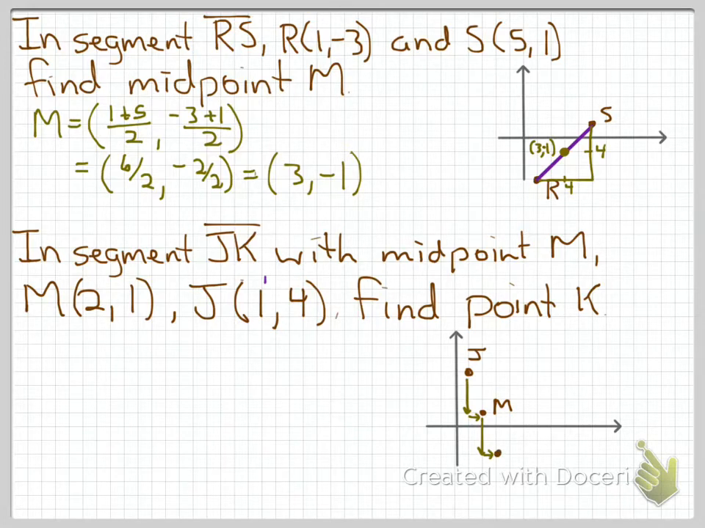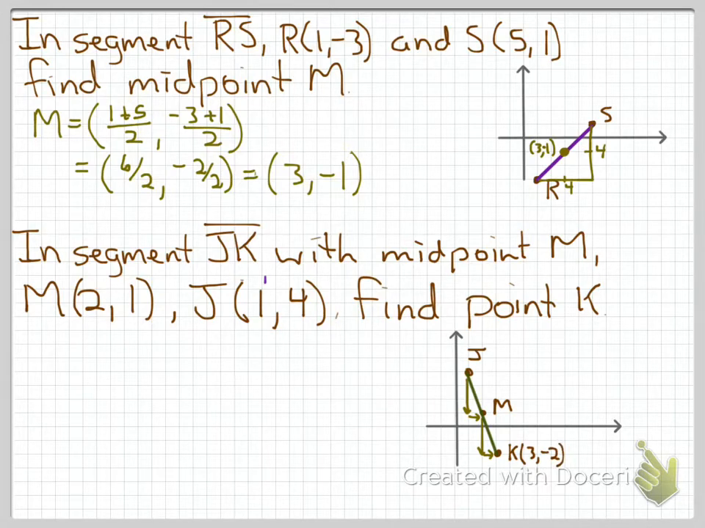Well, let's check out that point. So let's see. It looks like it lines up with J and M, so that means it could be a possibility. It looks like where it's at, it could make M the middle. So for right now, let's put a K there, and that is (3, -2). And let's see if it works.